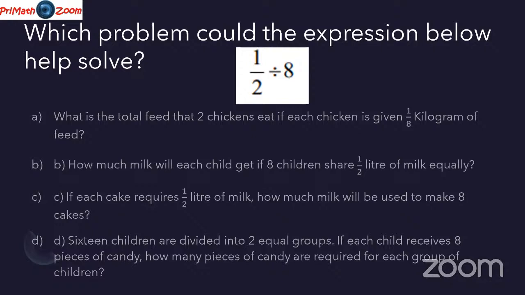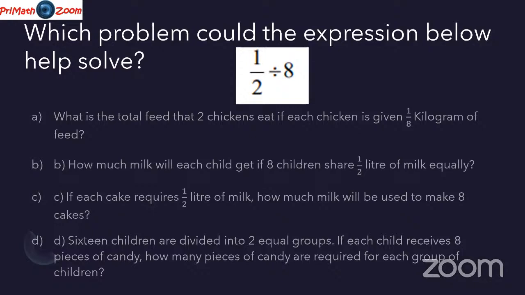Very good, Audrey. 1/8 multiplied by 2, because we're multiplying 1/8 for 1 chicken, another 1/8, or we're adding rather, 1/8 for 1 chicken and another 1/8 for the next chicken. So we could add 1/8 plus 1/8, or we multiply it by 2. Brilliant. Very good. That is what we'll be doing.